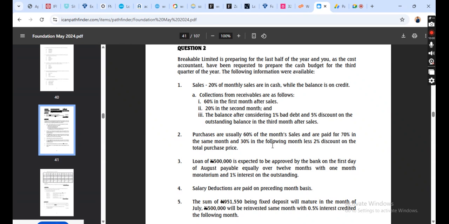Trade discount is when you buy in bulk, right? From the manufacturers, they will give you a discount, then you pay later. Is that not so? Now, in this case, I'm 30% in the following months, in the following months, less 2% discount on the total purchase price.